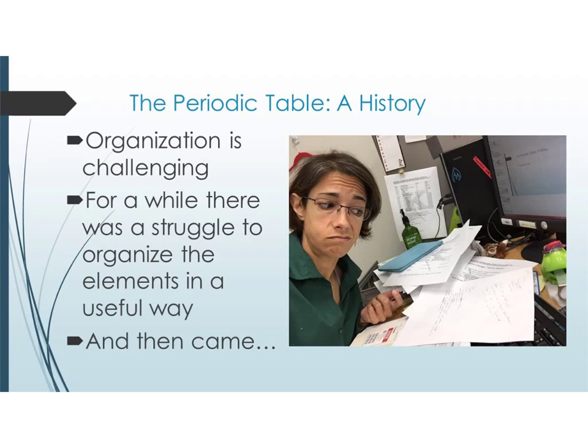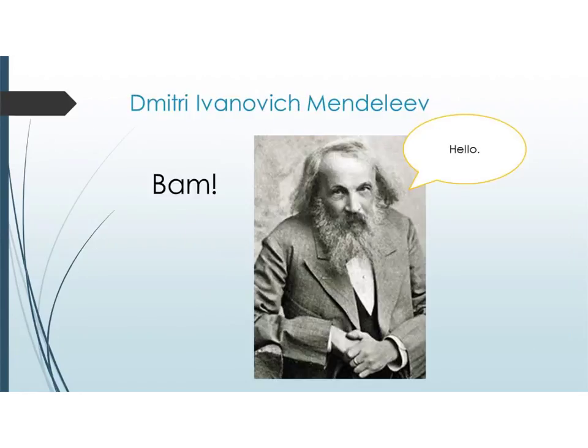So for a long time, scientists were trying to come up with a really good way to organize the elements that was useful and made sense. And yeah, they had some good tries, but ultimately nothing was working until, dun dun dun, bam! Dmitri Ivanovich Mendeleev. I'm terrible at accents, so that was my Russian. Anyway, that's Dmitri Ivanovich Mendeleev.